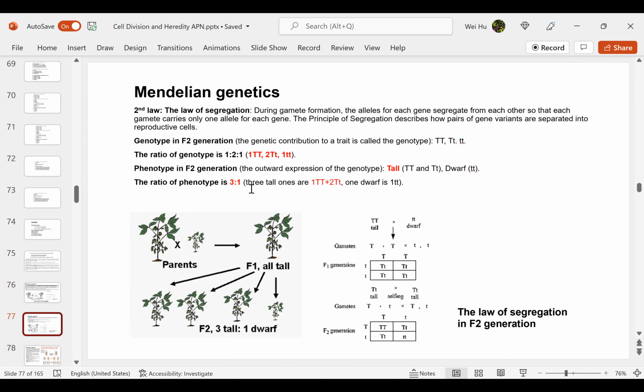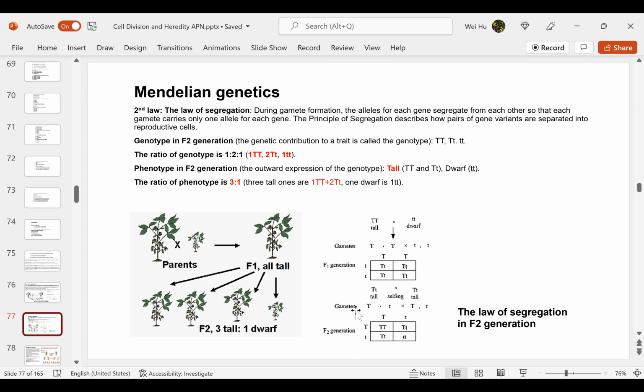Okay, so now let's talk about the second law. What's the second law? The second law is the law of segregation. So what's the law of segregation? Let's look at this Punnett square. You have the first generation. Your father is big T, your mom is small t. You can see here you only get offspring that are tall, but they are heterozygous. Heterozygous dominant, right? So the phenotype is dominant, the genotype is heterozygous.